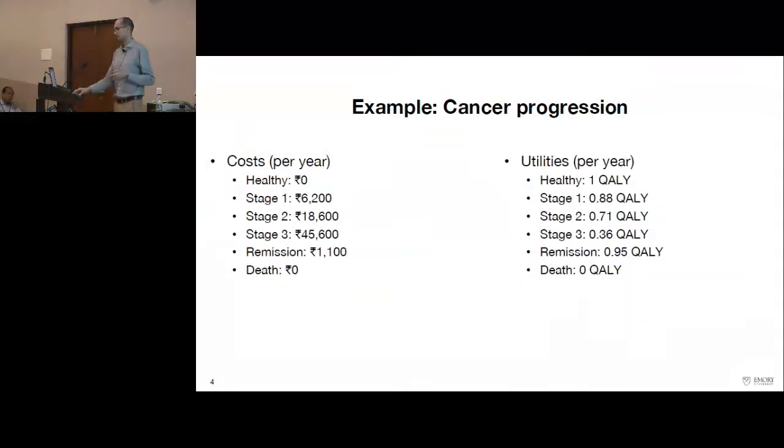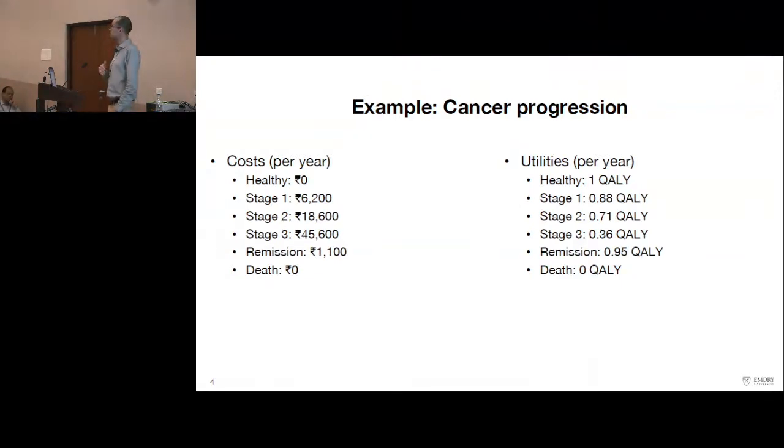We also know that each health state is associated with some costs. I believe these are the costs of the standard of care. So if patients are healthy, there are no costs. If they're in stage 1, there are some costs associated with the treatment per year. In stage 2, it's a more severe kind of disease, so the cost of treatment is higher. Stage 3 is even higher, and in remission, there's still some cost associated with it, but not as much. When patients are dead, there are no more costs.